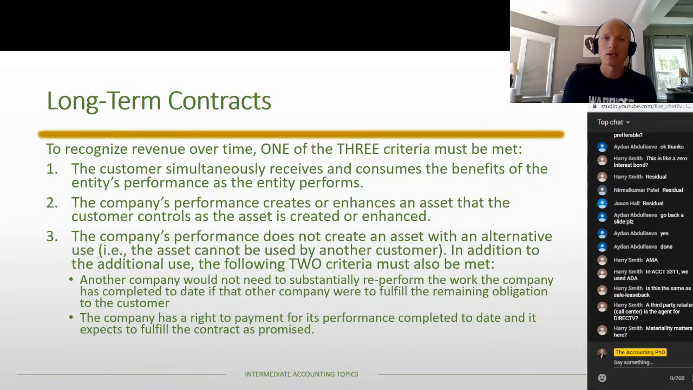The second thing is if I've done that ground preparation, could I bill Waxhaw for the work that I've done? And the answer is yes. And so in that case, I would be able to recognize the revenue as I'm going along using the percentage of completion method. Again, there's lots of different examples of this. I just want to provide the general guidance to let you know that long-term contracts usually are going to use this percentage of completion method because it's going to meet one of these three criteria.